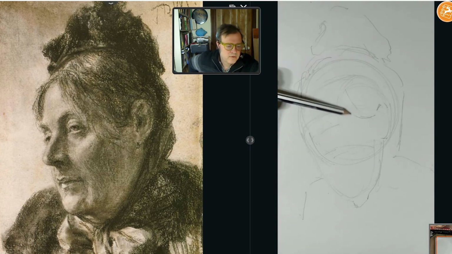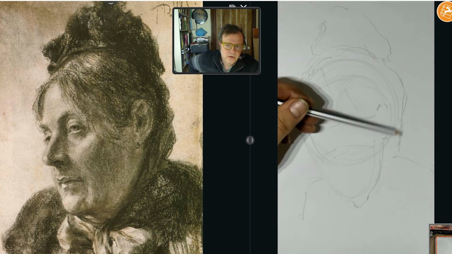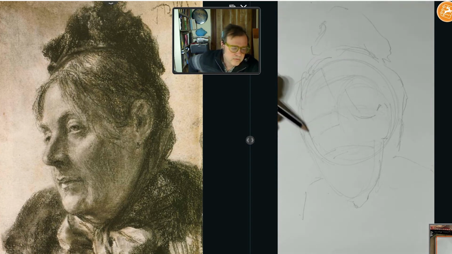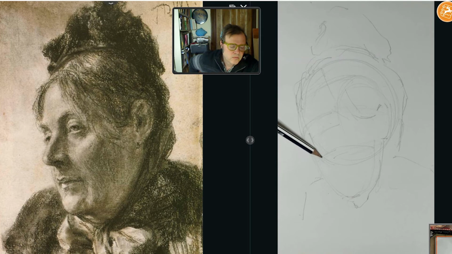Now I want to beg you not to charge ahead and do your own thing here, because a lot of you are going to want to start drawing in the pupils and the nostrils and all those little details. But I want us to start instead with, we're going right from the Loomis to the shadow map.